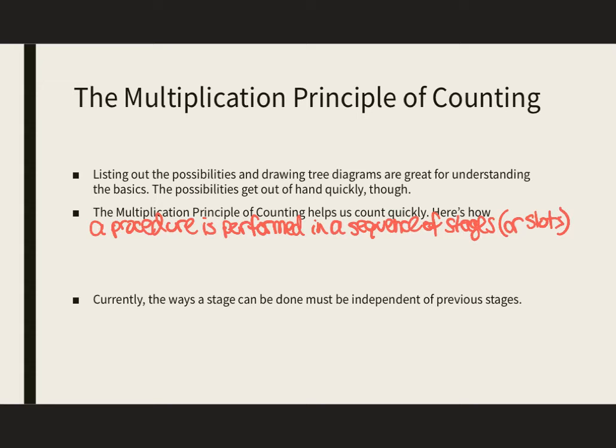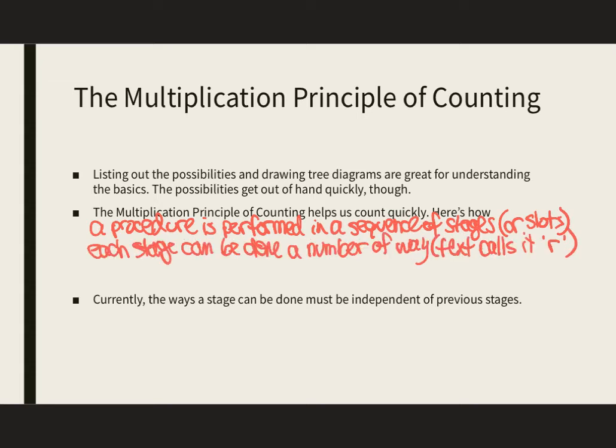Then each stage can be done a number of ways. Your textbook and many of them call that R. And then the ways are multiplied by each other. At this point, this shouldn't make a ton of sense to you until you see it in action. Now, just a little thing that we have to assume right here, the ways a stage can be done must be independent. What that means is if we're going to draw some cards from a deck, we have to replace the first ones. Otherwise, we have what's called conditional probability, which we'll touch on later, but there's a lot of detail that goes into that and it could get pretty confusing.